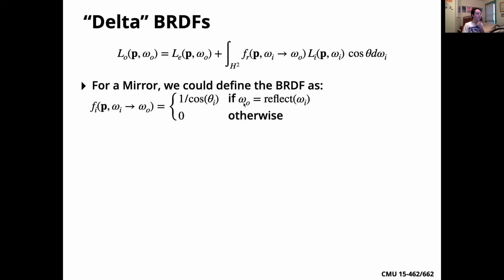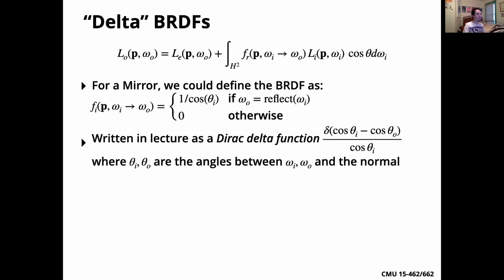If omega O is the reflection of omega I, and 0 otherwise. So we have this piecewise function that's a positive value for exactly one value of omega I and omega O and 0 for everything else. Okay. Well, this was mentioned in lecture, but think about this very critically. Think about all this stuff we've been talking about with Monte Carlo integration, sampling. How do you even sample this?